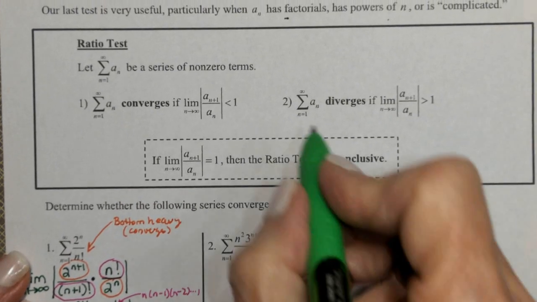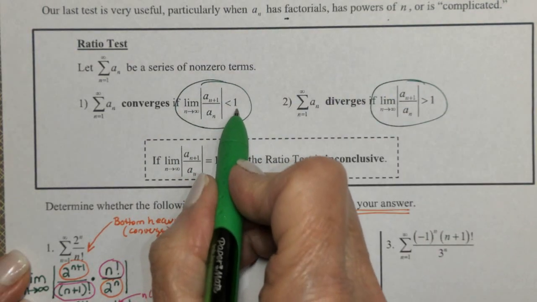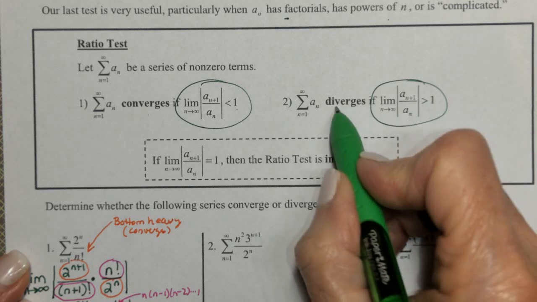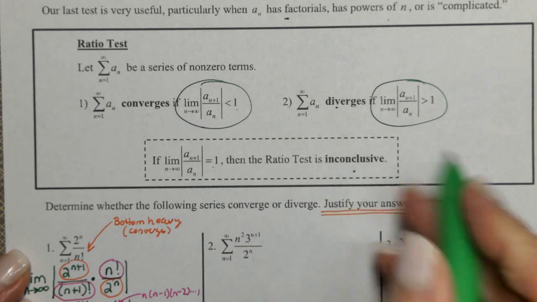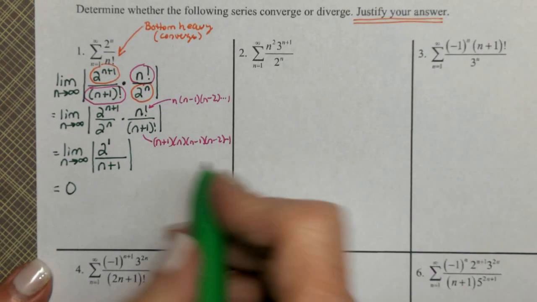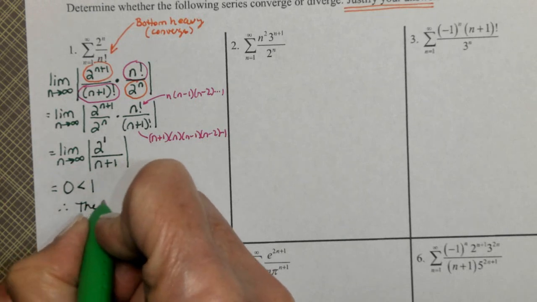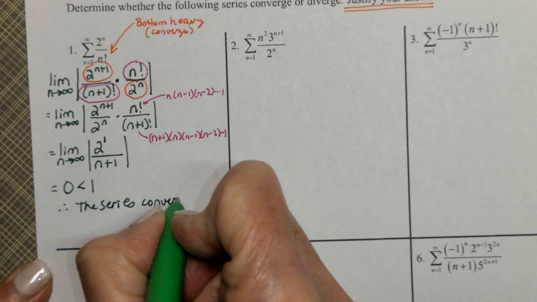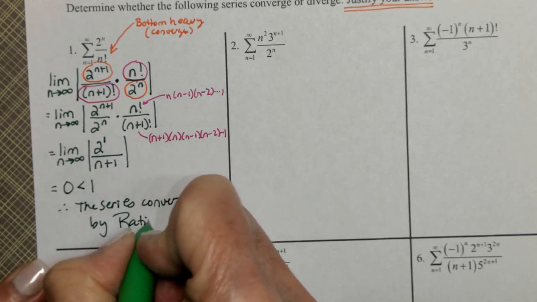You're always going to be comparing it to 1. If your limit is less than 1, your series converges. If your limit is greater than 1, your series diverges. If it is equal to 1, we go use one of our other tests. 0 is less than 1. Therefore, the series converges by ratio test.